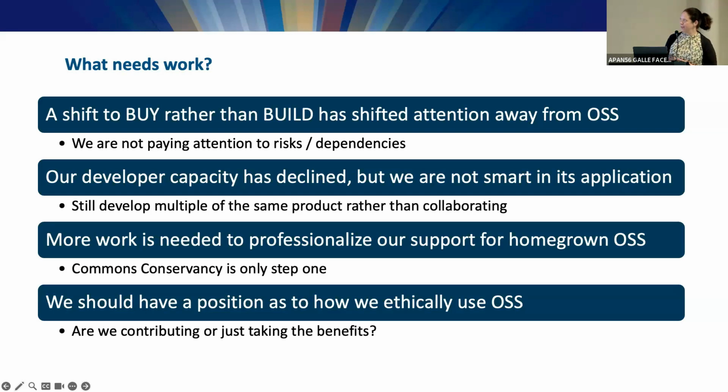But where we do have developer capacity, we are not necessarily smart in its application. We often develop multiple of the same products rather than collaborating. I can give an example. Recently, 3 of our NRENs have all developed digital signing services. All of them are open source. All of them can be used by anyone else, but all developed completely in silos. It's not a very smart application of a very small amount of resource.